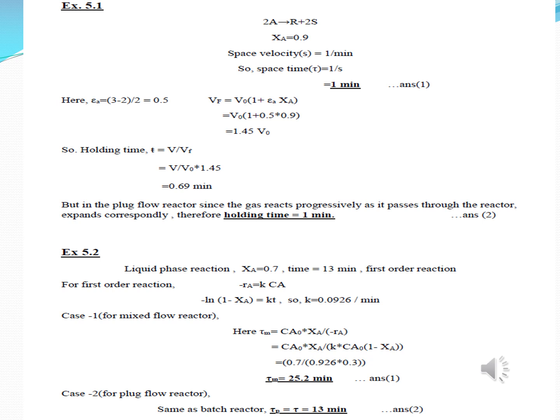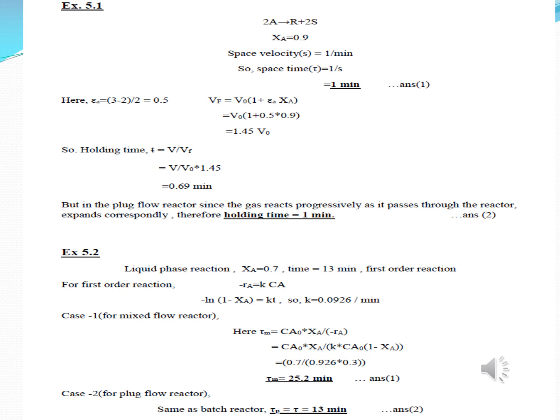So first of all, we will calculate epsilon A, that is the stoichiometric coefficient of the products minus the stoichiometric coefficient of the reactant, divided by the stoichiometric coefficient of the reactant, which comes out to be 0.5. And Vf, the final volumetric flow rate, is equal to V naught, the initial volumetric flow rate, times 1 plus epsilon A XA, and by this we can develop an expression between Vf and V naught. If we put those values, epsilon A 0.5 and XA 0.9, we get the expression Vf is equal to 1.45 V naught.